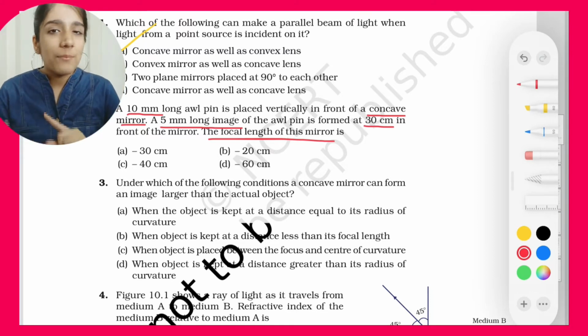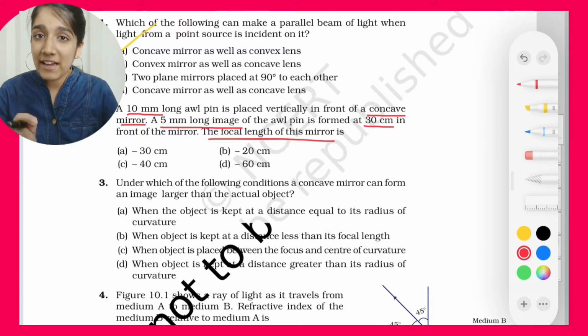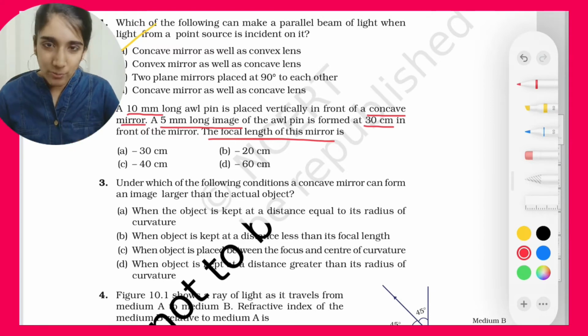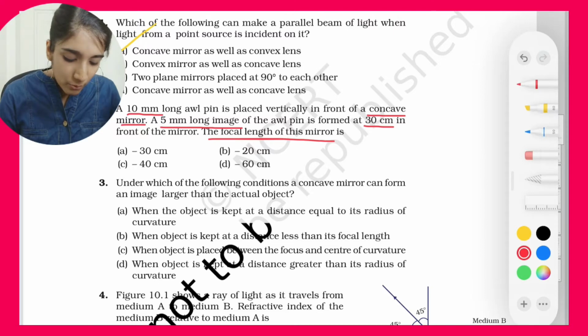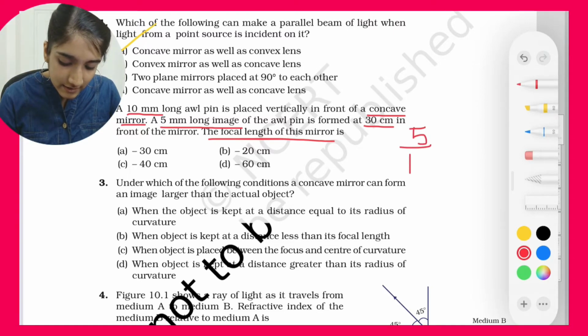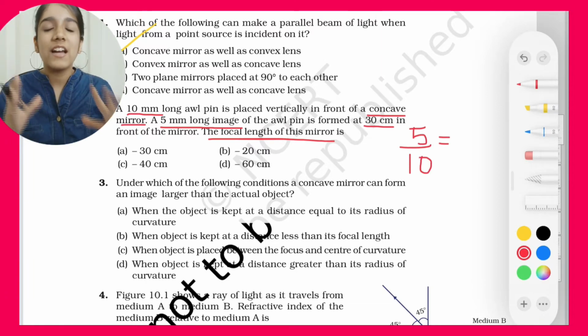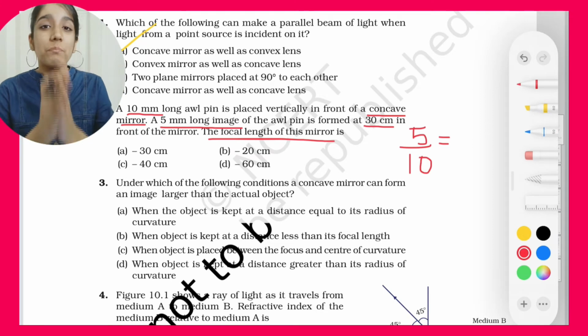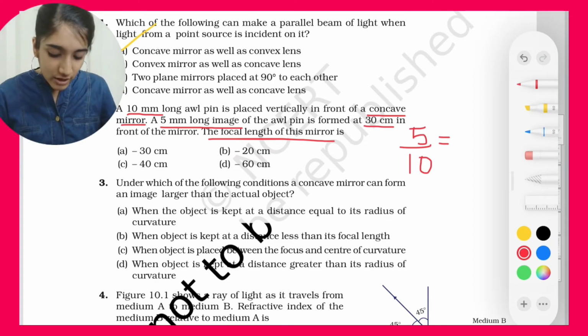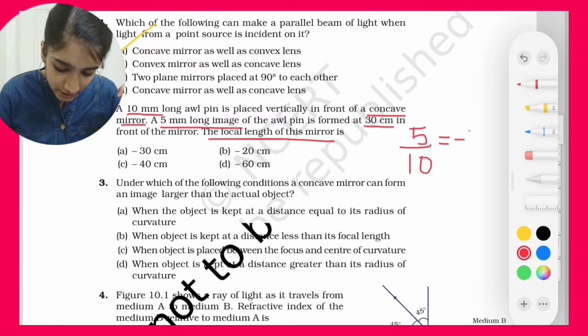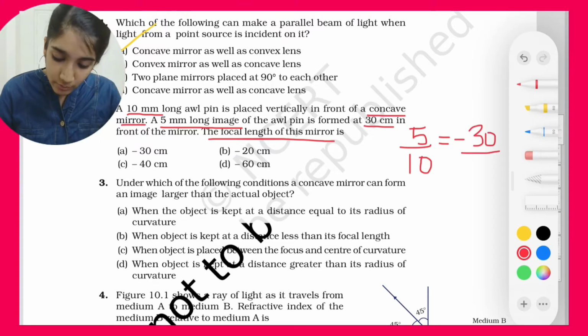So now let's recap the magnification formula. It was minus v by u is equal to height of the image by height of the object. Now let's substitute the values. So what was the height of the image? Here 5 by 10 is equal to minus v by u. You have to remember that in case of the mirror, magnification was minus v by u, and in case of lenses it was positive v by u. So here we have to take the v in negative form. That will be minus 30 by object distance.